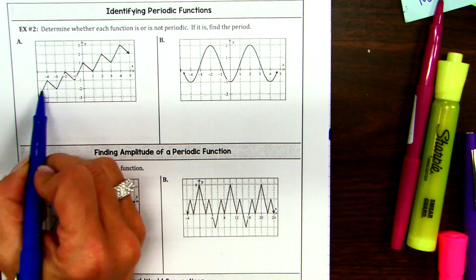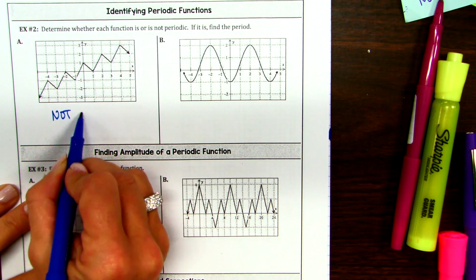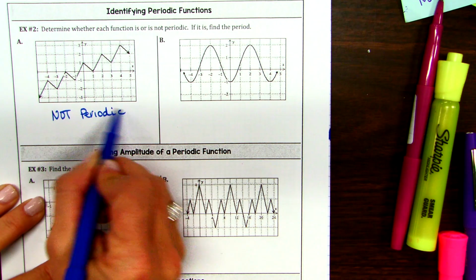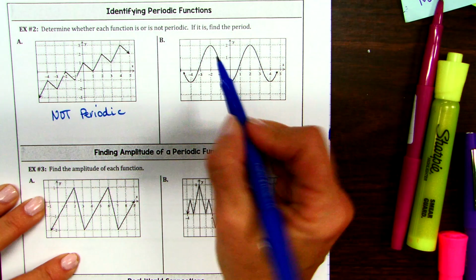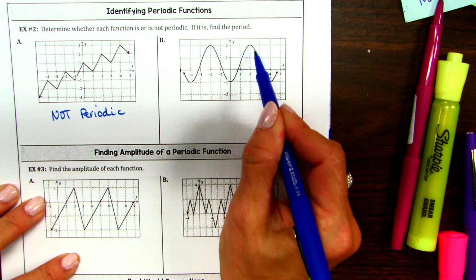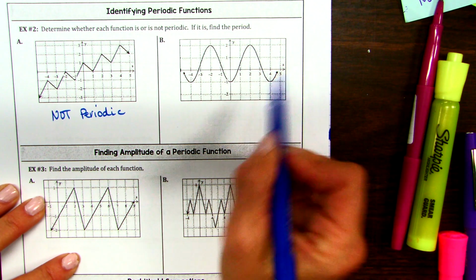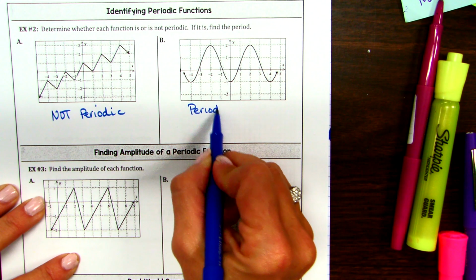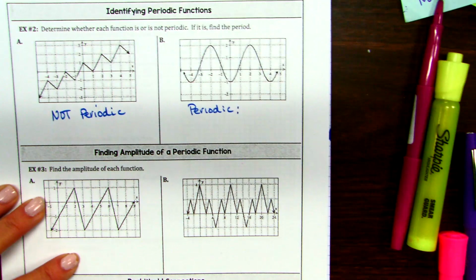So even though this is predictable, this is not periodic, okay? But this one is, it just keeps going to the same height, high, the same low, the same high, the same low, the same high, the same low. So this one is periodic, yep. So since it is, we can name the period.